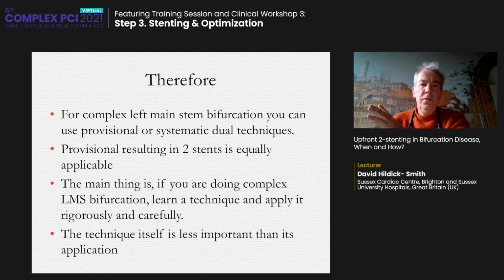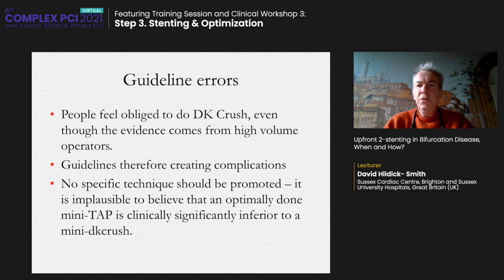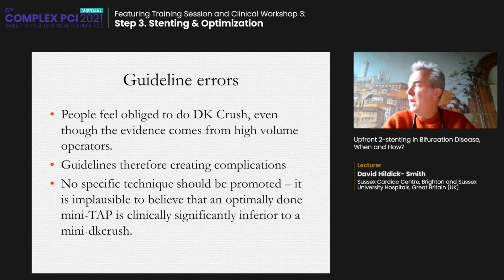So for complex left main bifurcation in particular, you can use provisional or systematic dual techniques. Provisional resulting in 2 stents is equally applicable. And really the main thing is that if you're going to do complicated left main bifurcation stent implantation, learn a technique and apply it rigorously and carefully and observe and obey its rules. The technique itself is less important than its application. And at this point, I would say that I think the guidelines have been unhelpful in Europe.